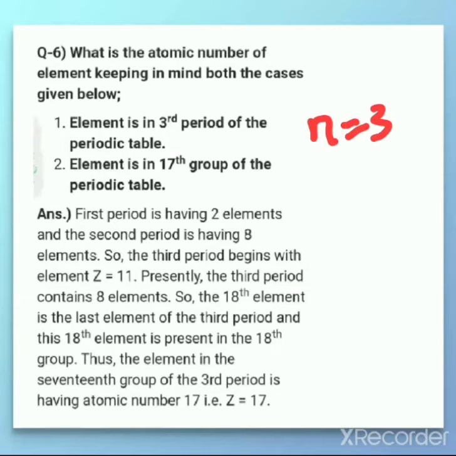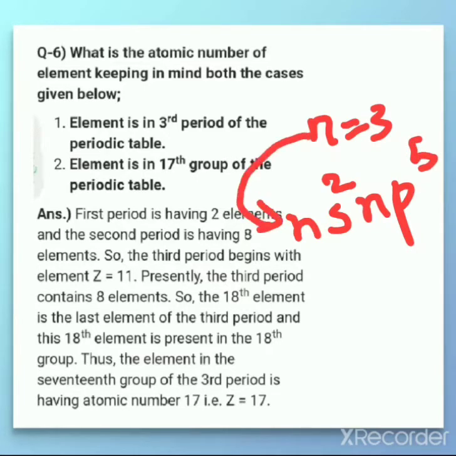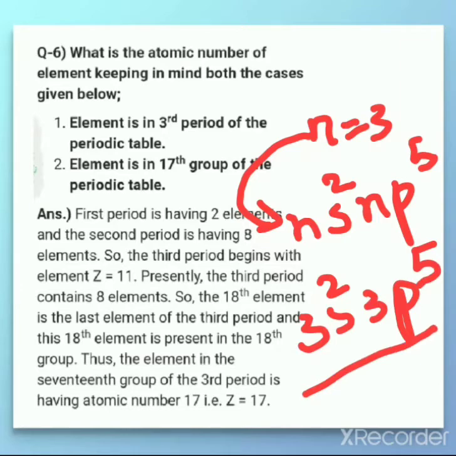And the element is in the 17 group. What is the general electronic configuration for a 17 group element? That is, the 17 group is the halogens. So the general electronic configuration is ns2 np5. So when you put the value here, you'll get 3s2 3p5. That is the outermost electronic configuration.